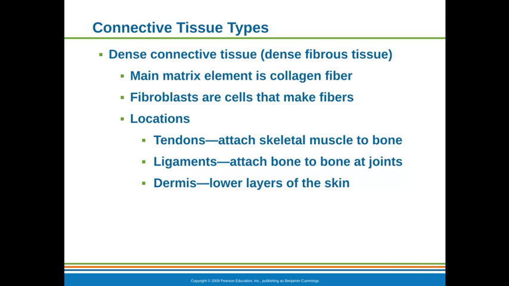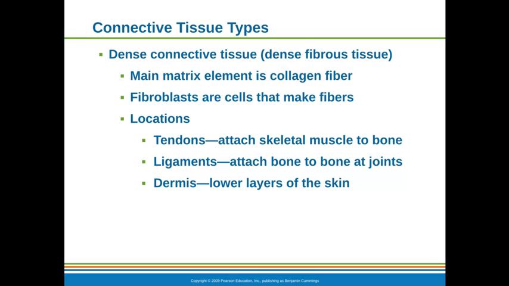All right, so let's talk about our dense connective tissue types. Okay, so our main matrix element is collagen fiber, and they make fibers as well. We find them in tendons, ligaments, and in the dermis, the lower layer of the skin. We need these to be relatively tough so that they don't separate easily.